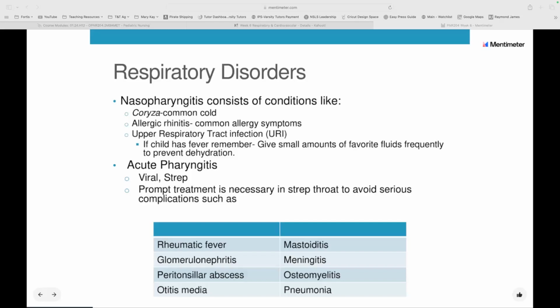For acute pharyngitis, this is going to be either from a viral infection or strep throat. We need to make sure that we get prompt treatment and complete treatment so that we don't end up with these complications that are listed here. So things like rheumatic fever, glomerular nephritis, ear infections, meningitis, osteomyelitis, pneumonia, all of those we want to avoid.